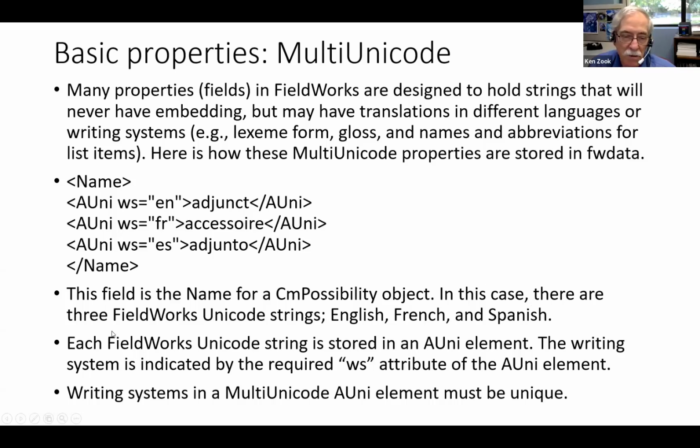Each FieldWorks Unicode string is stored in an AUni element, and the writing system is indicated by the required ws attribute of the AUni element. And writing systems in a multi-Unicode AUni element must be unique, and you cannot have any embedding in these because they're Unicode instead of string.